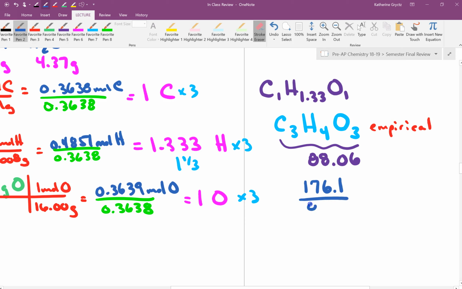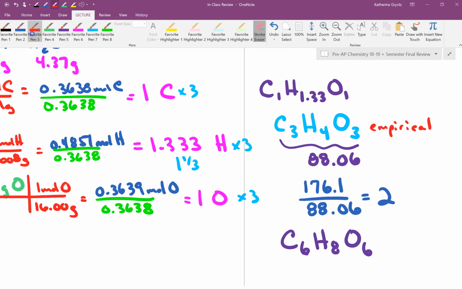So we talked about you would divide the big one by the little one if you can't tell what it's going to be. This guy's going to be a 2. And so that's what you would multiply your whole formula by. So we'd get C6H8O6. So this right here is your molecular formula, which is unreduced. Okay, and that's it for this section.